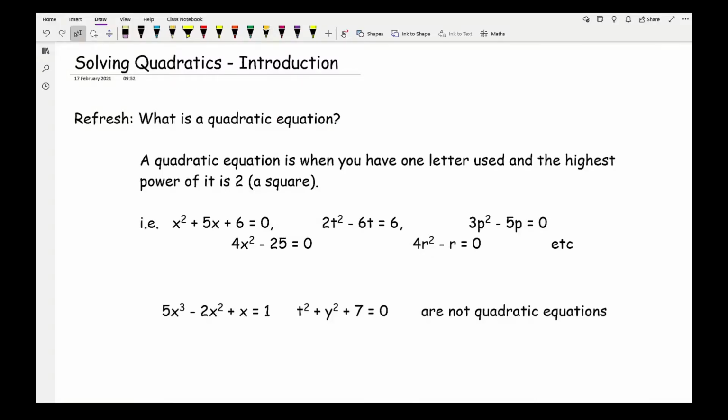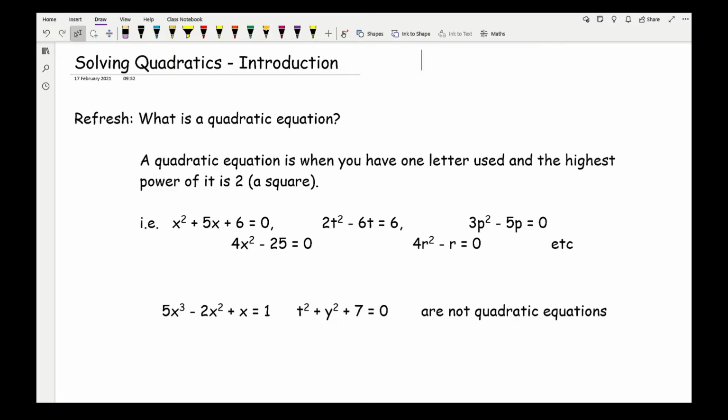Now before we get started on the methods of solving a quadratic, let's just have a quick refresh on what is a quadratic equation. You may already know this, but there's no harm in recognizing it, because what you don't want to do is make a question more difficult than what it actually is. A quadratic equation is where you have one letter being used and the highest power of that letter is going to be a 2.